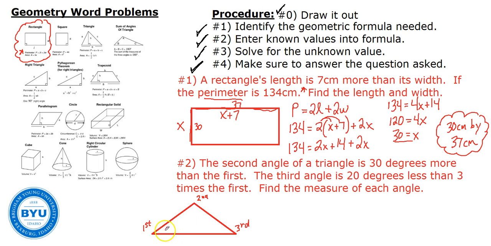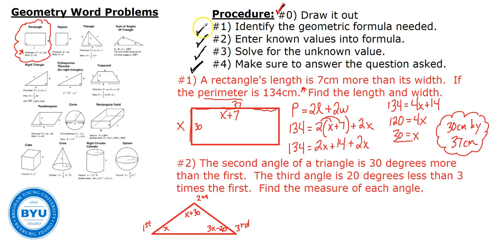So let's call the first x. Now the second, since we just read the second angle of the triangle, is 30 degrees more. So it would be x plus 30. It then says the third angle is 20 degrees less than 3 times the first. We've got to translate this. 20 degrees less than 3 times the first. So 3 times the first would be 3x, and it's 20 degrees less. So those are my 3 angles. Okay, cool. We drew it out.